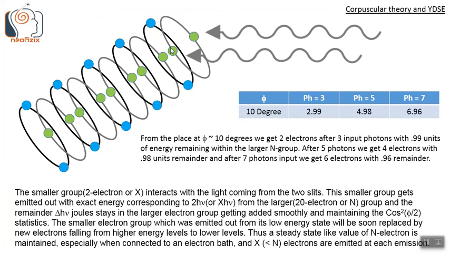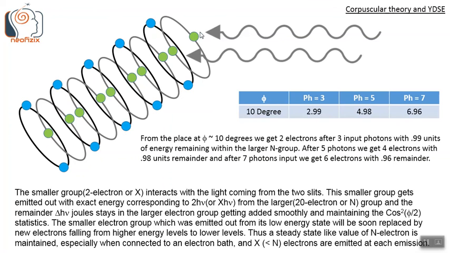So in this case, if these two electrons go off, that will carry 2 h nu, and the remaining delta h nu joules stays in this larger electron group. This delta h nu will be distributed through this 20 electron large group, and it gets added smoothly and maintains the cos square 5/2 statistics. Only these two electrons go off with the exact energy related with the photoelectric effect. The rest of the remainder stays in this larger group, getting added smoothly and maintaining the cos square 5/2 statistics.